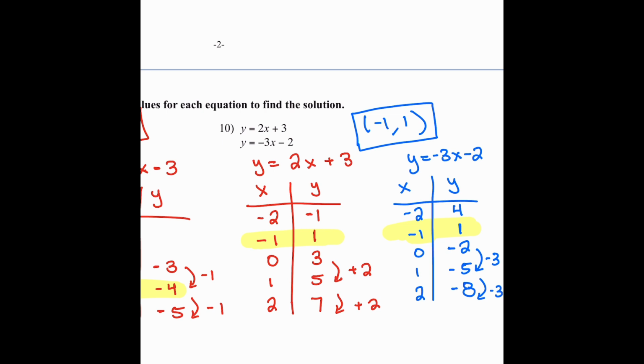So once again, I know tables are tricky. If you are told to make your own table with your own x values, I would start with the x values negative 2 to 2, and then if those don't work, trying an x value in each direction, the positive and the negative directions, until you find one that works.